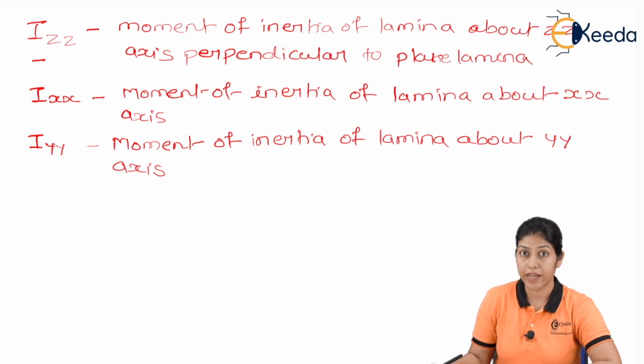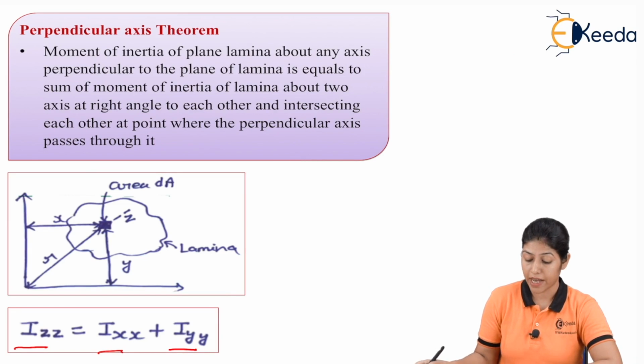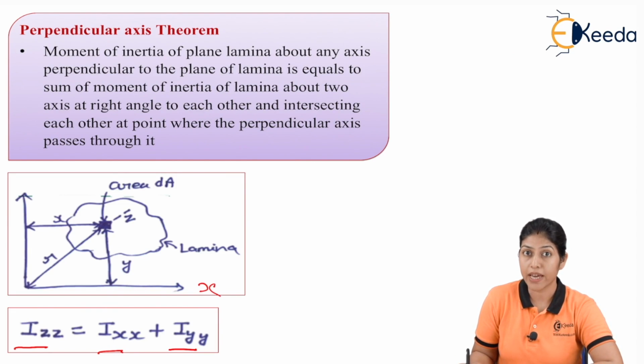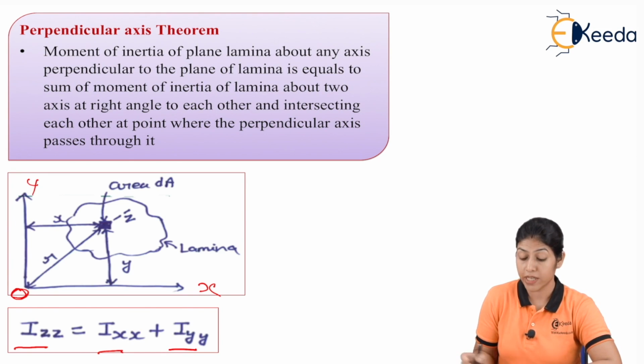Now let's see the diagram. Here you can see in this particular diagram there are two axes we are considering, one is the x axis and another is the y axis, and we are taking point O as the intersection point of the x-axis and y-axis. So let us consider this OX axis and OY axis, which lie in the plane of the lamina. This is our lamina and we are taking the area of the lamina as A.